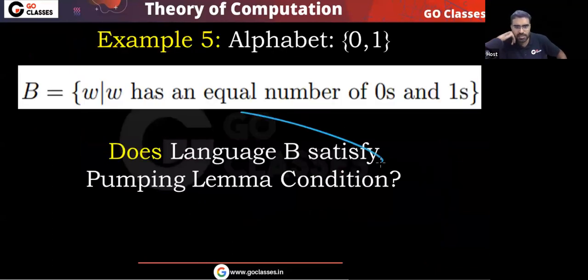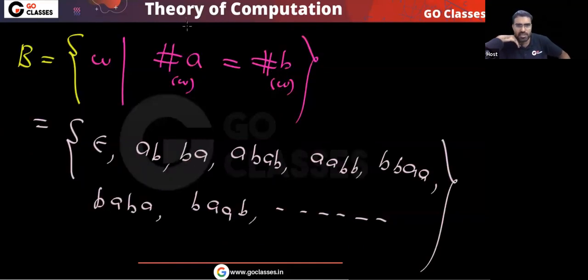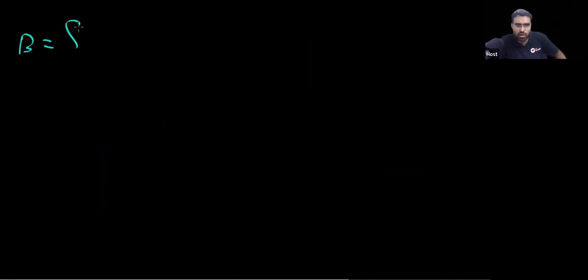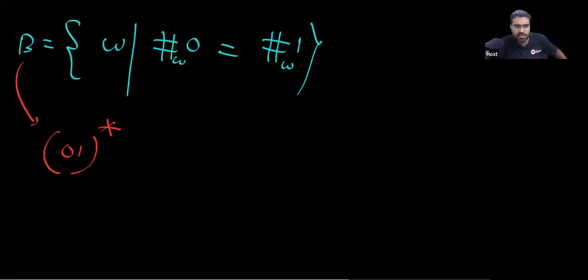First of all, does this satisfy the pumping lemma condition? This language, will it pass the pumping lemma test? Some students are saying that for this language, the regular expression is (0,1) star. Is that correct? Remember, your language is W such that the number of zeros in W is equal to the number of ones in W. So tell me, can I say this regular expression, (0,1) whole star, is correct?